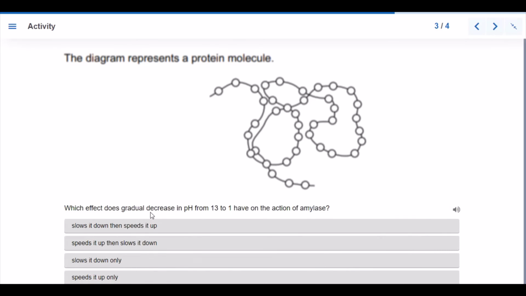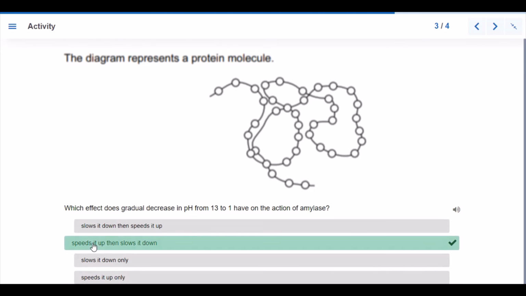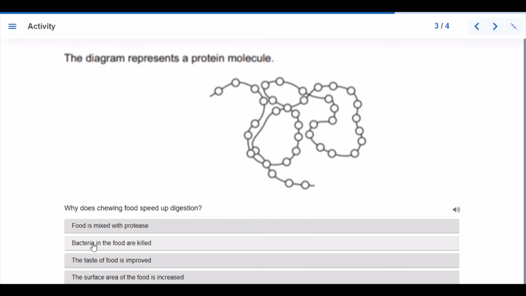Which effect does a gradual decrease in pH from 13 to 1 have on the action of amylase? Speeds it up and then slows it down, because amylase can thrive well in an alkaline environment. Why does chewing food speed up digestion? The surface area of the food is increased.